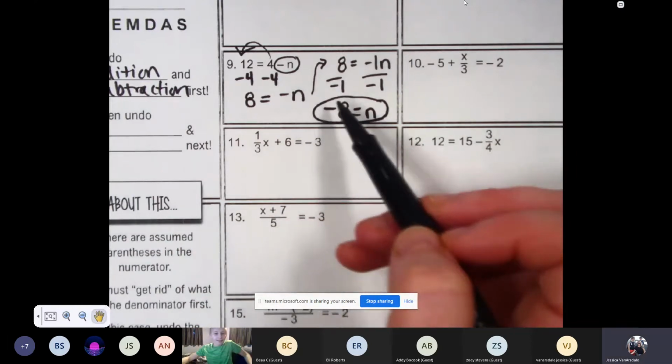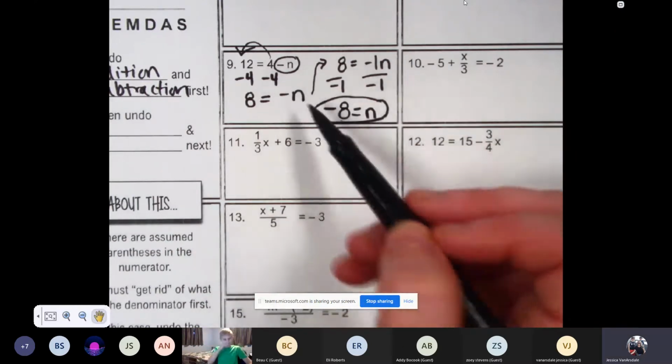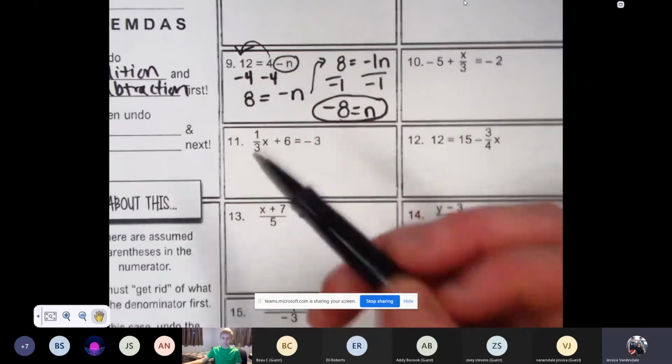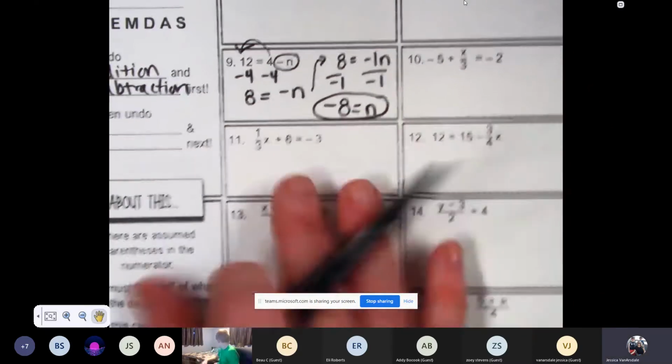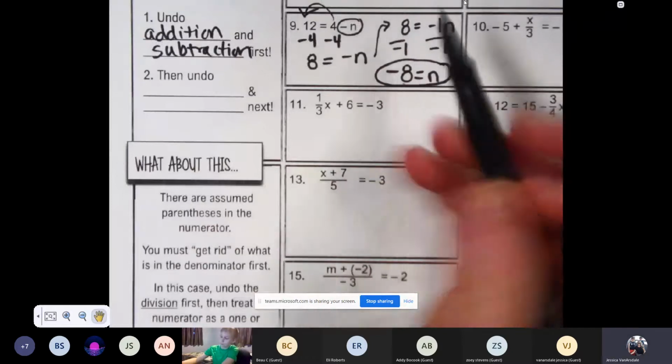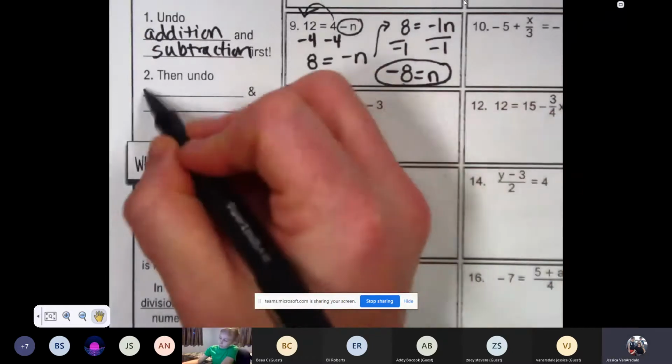This one is taking a step up. You can already feel that this is a little bit harder than what you did before. You kind of have to stretch your brain a little bit on these. The second part of this, which is where we had to divide here, you have to then undo multiplication and division.